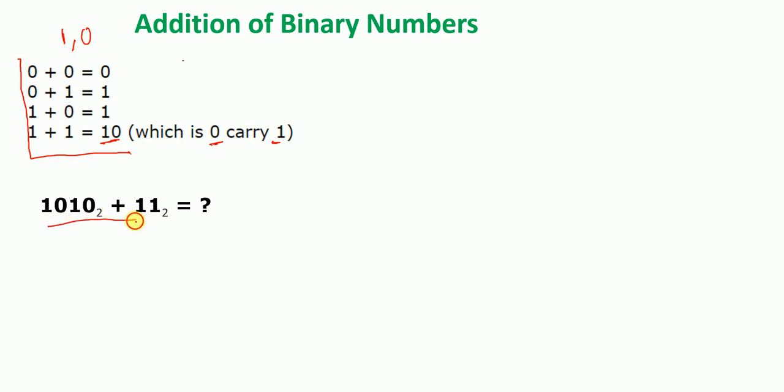Let's take this question: 101 base 2 plus 11 base 2. We have 0 here and 1 here, so 0 plus 1 is equal to 1, and we write 1 here. Then 1 plus 1 is actually 0, but 1 will be carryover, so 1 will be here.